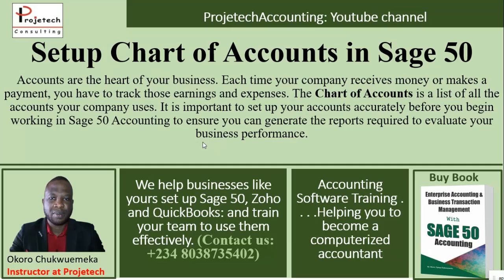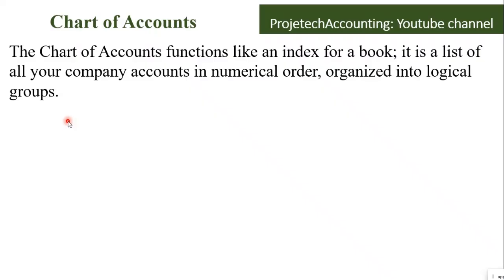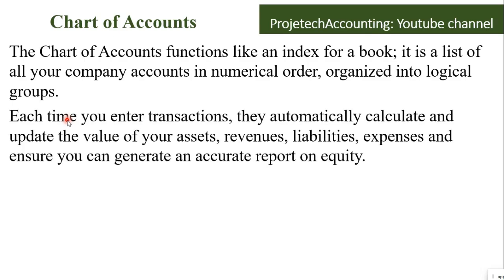It's important you set up these accounts accurately before you begin working with Sage 50, to ensure that you generate the reports required to evaluate your business performance. The chart of accounts functions like an index in a book. It is a list of all your company accounts in numerical order, organized into logical groups. Each time you enter a transaction, it automatically calculates and updates the value of your assets, your revenue, your liabilities, and expenses, and ensures you can generate an accurate report on equity.